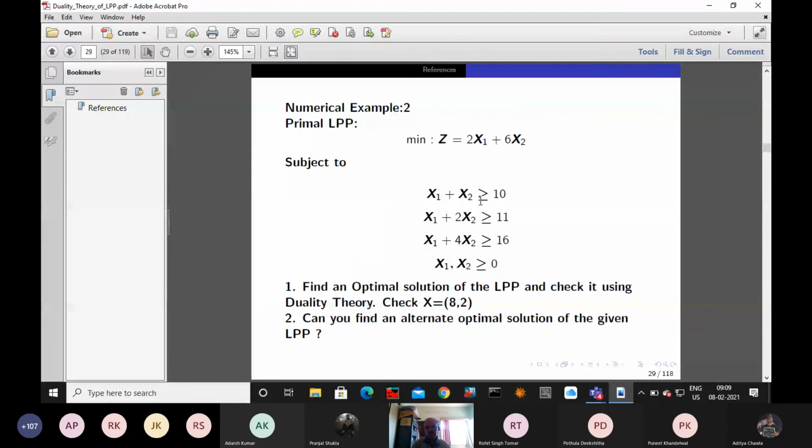Numerical example 2. A similar problem, but here the constraints are a little different. With respect to this problem, we are asked to find an optimal solution of the LPP and check it using its duality theory. So our optimal solution is equal to 8, 2.